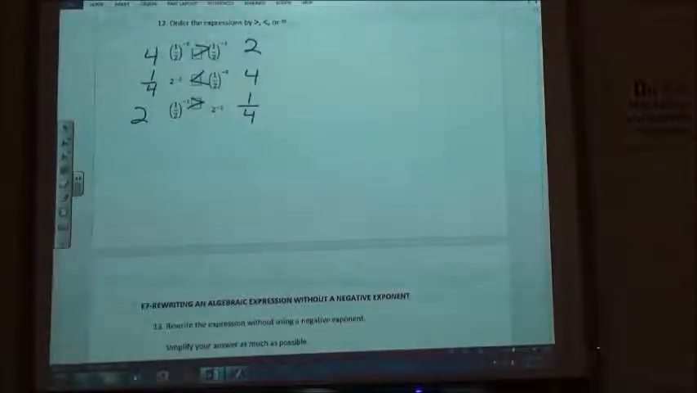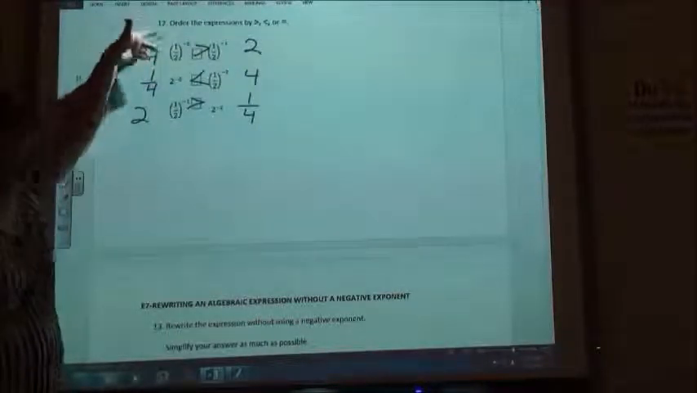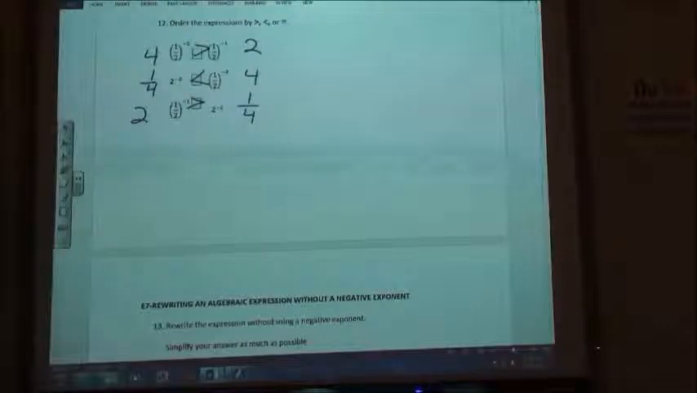Worst case, punch it into your calculator and you should get the right things, but really that's all that's doing. If you have a negative exponent, I have to do the reciprocal. So if it was a fraction, it became a whole number. If it was a whole number, it became a fraction.